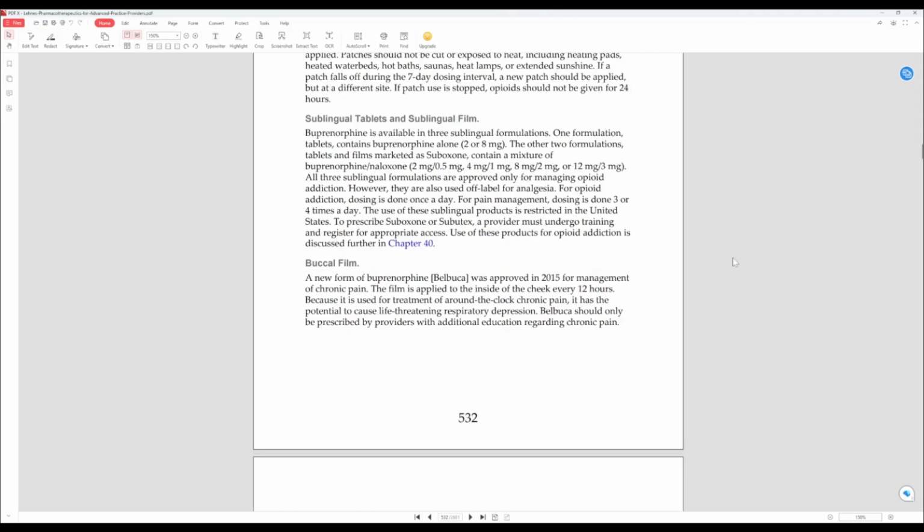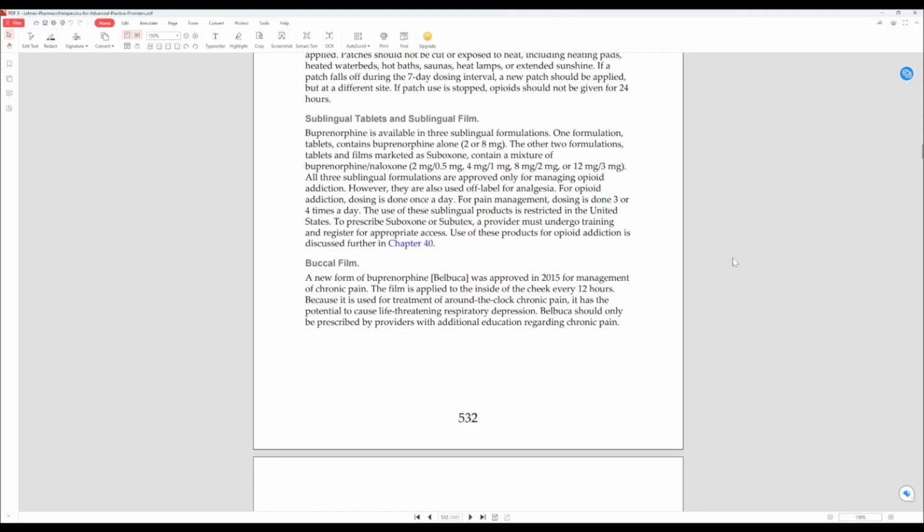Which brings us to the sublingual tablet and film. Again, Suboxone is available in 3 sublingual formulas, which is a tablet, which contains Suboxone alone, or 2 other formulations in tablets and films. Again, that's marked as Suboxone. All 3 formulations are approved only for the management of opioid addiction. However, they are also used off-label for analgesia. For opioid addiction, dosing is done once a day. For pain management, dosing is done 3 to 4 times a day.